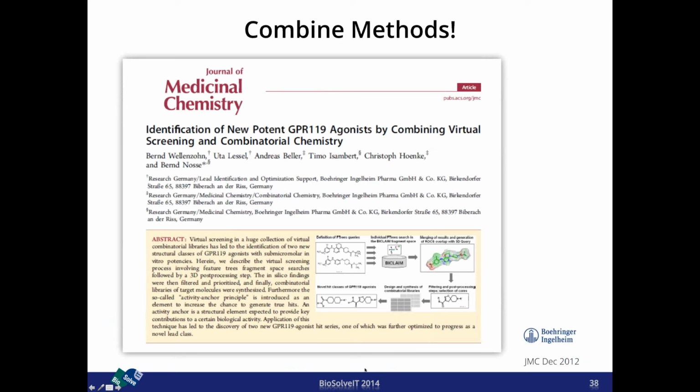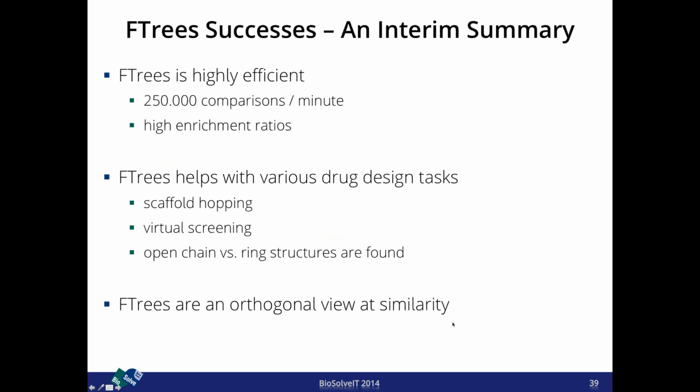And another thing that they did later on essentially follows a very similar approach in that they again used feature tree queries here, questioned their BI claim fragment space, and did a merging of results and generating shape overlap with 3D queries here, did certain filtering, post-processing, and looked at things, and again found hit classes here for GPR 119 inhibition. That has been published in JMed Chem in very late 2012, December 2012.